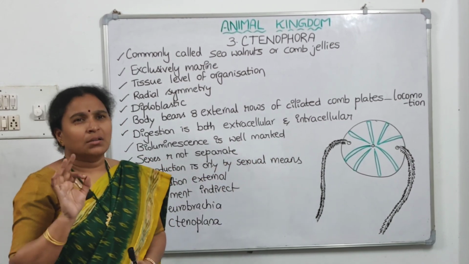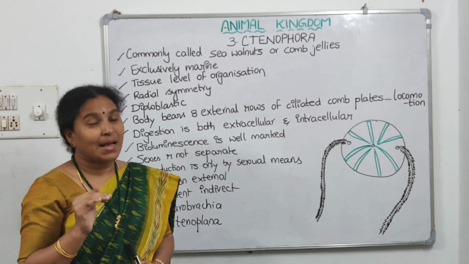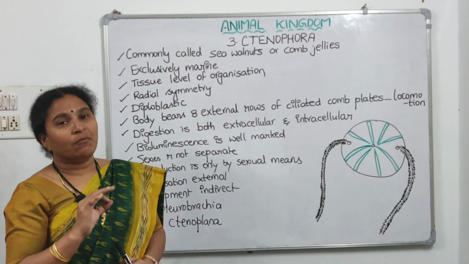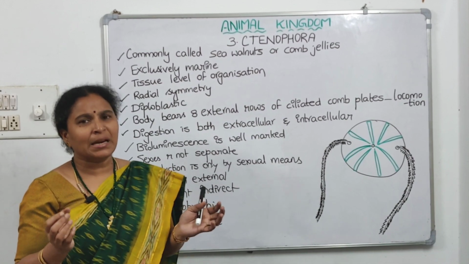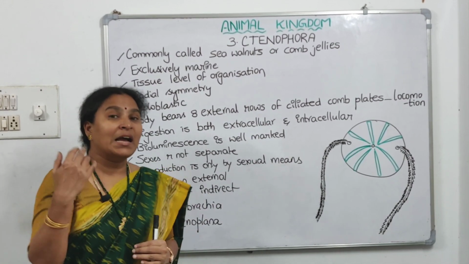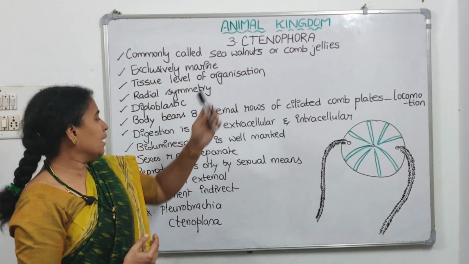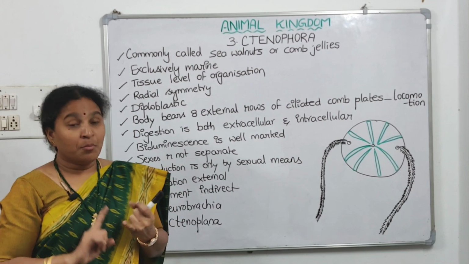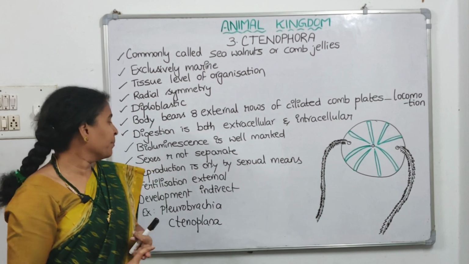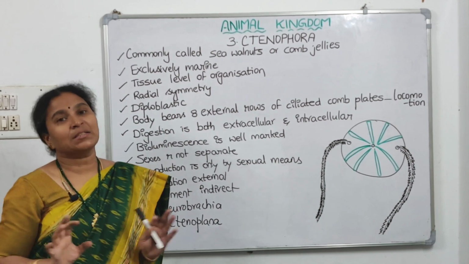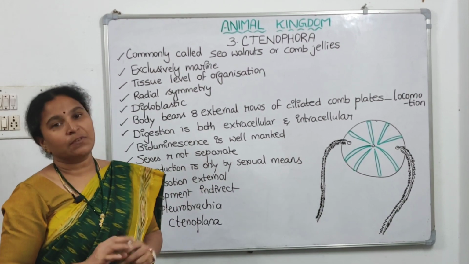There we told the important characteristic is they have cnidoblasts or cnidocytes, nematocysts or stinging capsules, right? So here, a well-marked feature of ctenophores is bioluminescence. Bioluminescence means absorbing light at low intensity and emitting light at high intensity, glowing up. It's well marked in ctenophores. Sexes are not separate. Poriferans also not separate, cnidarians also not separate, ctenophores also not separate. And reproduction is only by the sexual method, again an important characteristic of ctenophores.